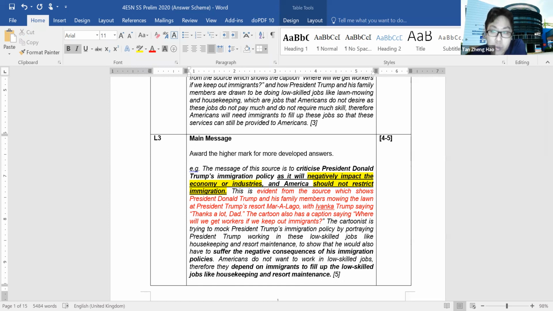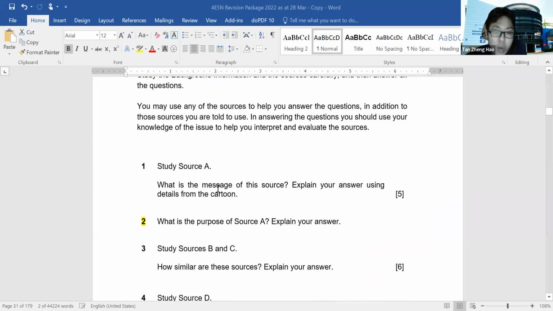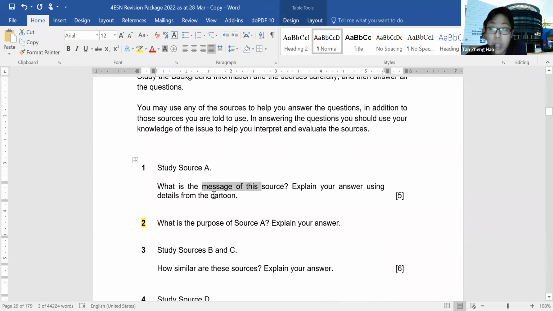Let me just switch back to the question real quick. Okay, so the inference question is quite straightforward. What can you infer from the source? What can you tell from the source? What can you conclude from the source? What is the message of the source? All these are your basic inference questions, which need one paragraph, straightforward.